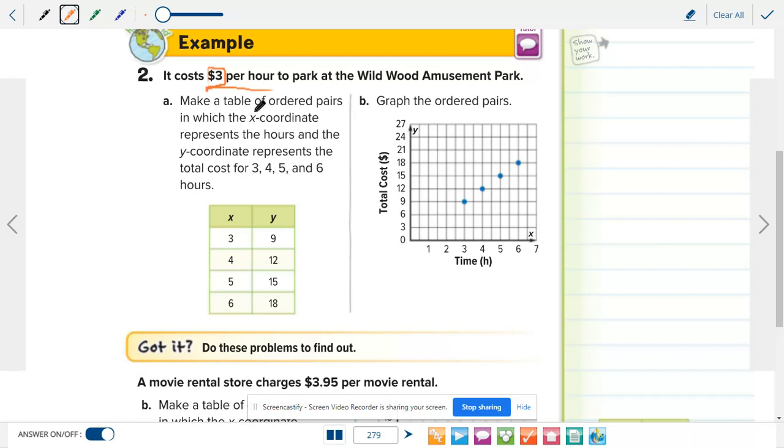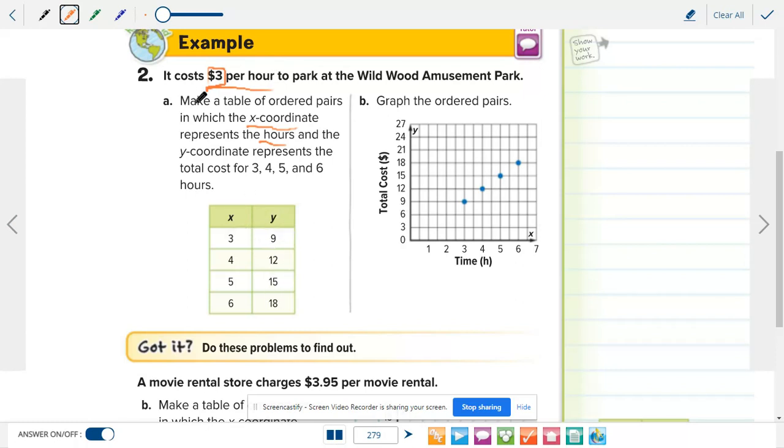Okay, make a table. This is important right here. Make a table of ordered pairs in which the x coordinate represents the hours. Okay, it tells you what to put in the x position. And the y coordinate represents the total cost for 3, 4, 5, and 6 hours. All right, so the y is going to be the total cost, and it tells you to fill in 3, 4, 5, and 6 hours. So they go in there, the x column, and then you just calculate using this information up here. You just calculate how much money that would be.